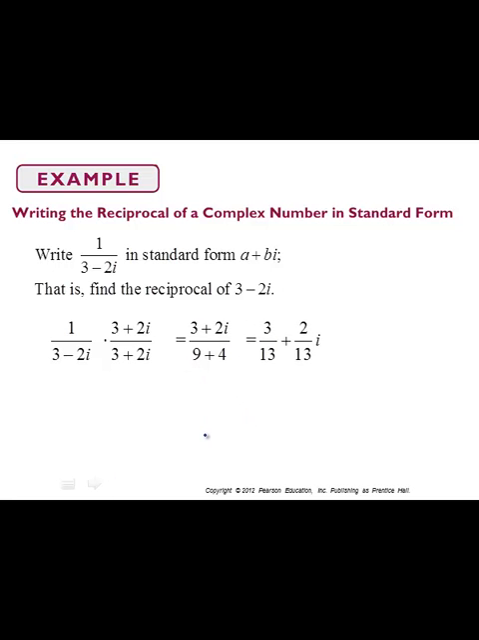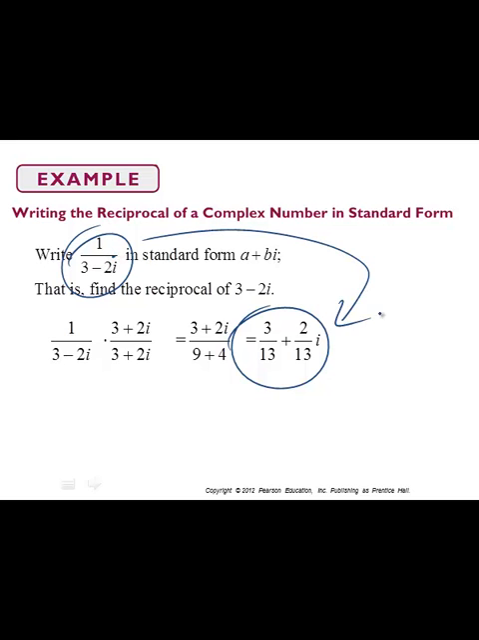So 3 over 13 plus 2 over 13i would be the result of taking 1 over 3 minus 2i, which, by the way, means that we have found the reciprocal of the complex number 3 minus 2i, which means the multiplicative inverse. And I guarantee that if I were to take 1 over 3 minus 2i times this new number that we found, the result would be equal to 1. Okay?